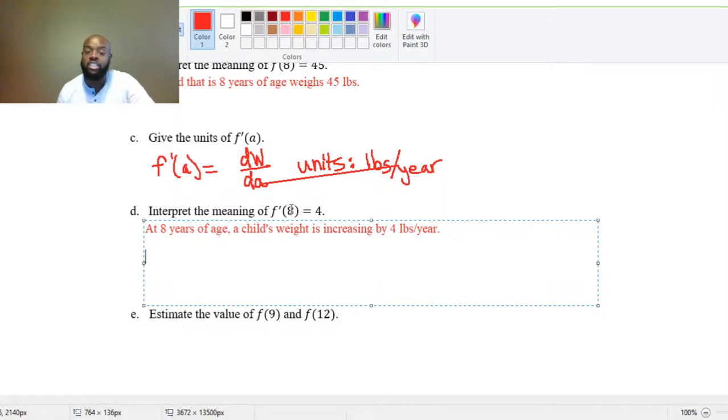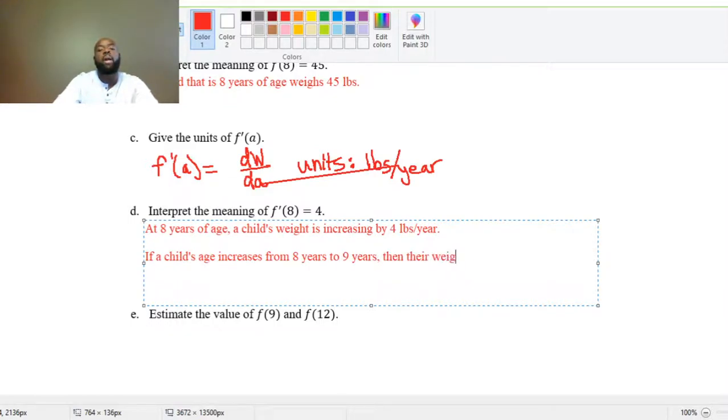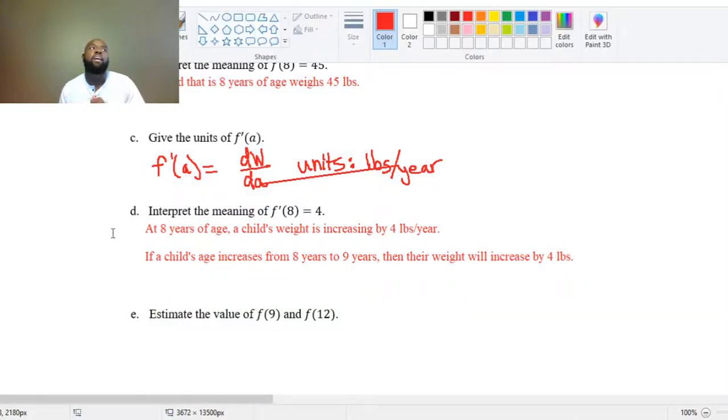That is not as useful, right? And so basically what we can say is if a child's age increases from 8 years to 9 years, then his or her weight will increase by 4 pounds, all right? And so this is probably a more useful interpretation of the derivative because I expect you to gain 4 pounds over that year. That's a lot clearer compared to saying, at the age of 8, a child's weight is increasing at 4 pounds per year. I mean, it's basically the same thing, but one might be a little more friendly to the general public. I think the second interpretation would be, all right?